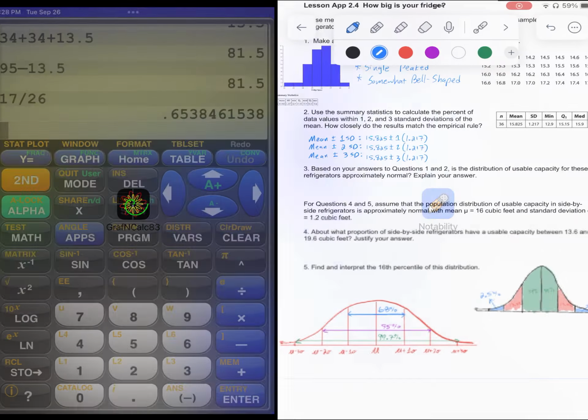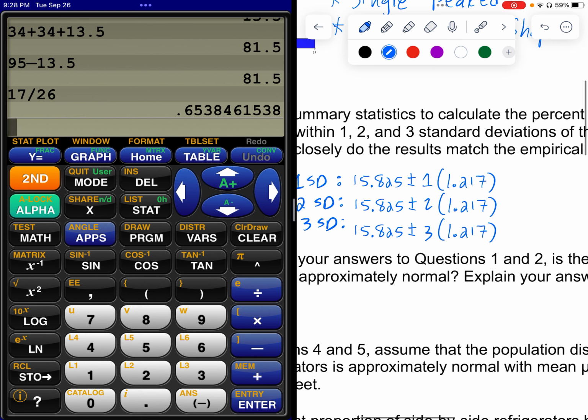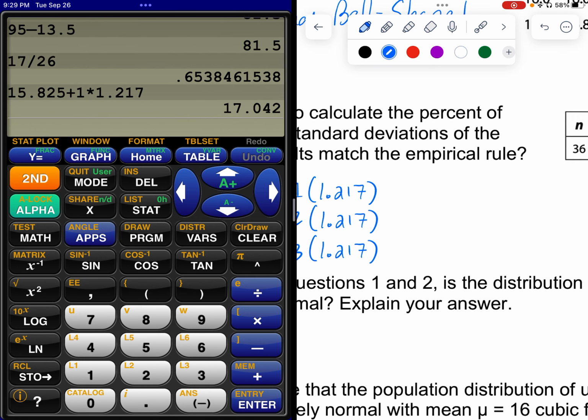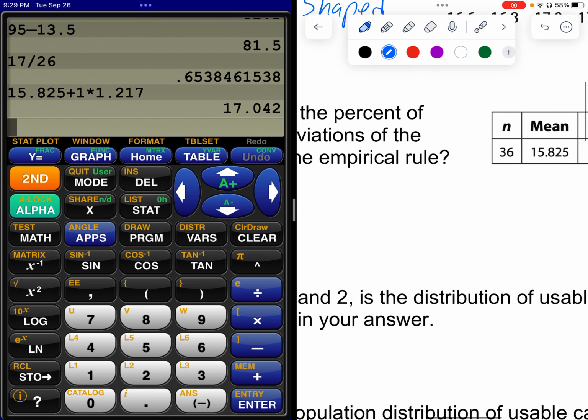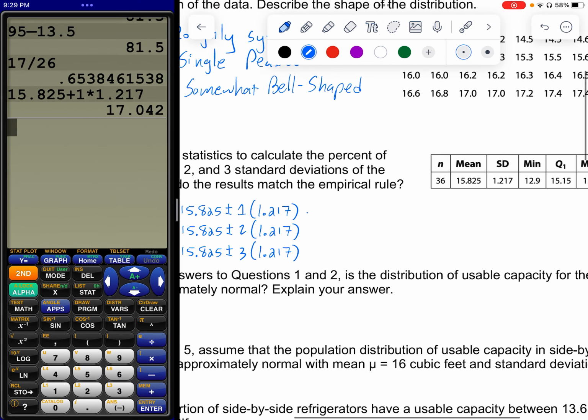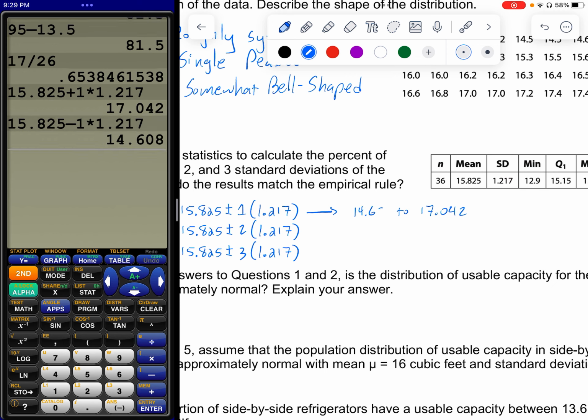Then you can watch me do these calculations. You can do them yourself. It's totally up to you. 15.825 plus 1 times 1.217 is 17.042. Oh, here I did the large number first, didn't I? What's the smaller number? That would be when you subtract. So there, 14.608. And I got to do this for the rest.